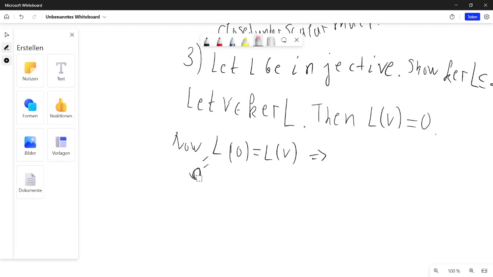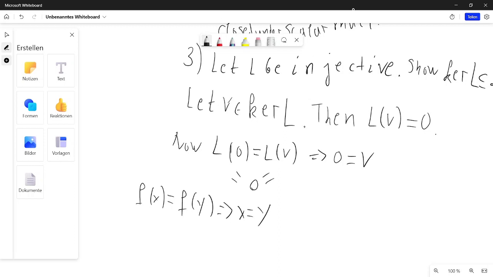I told you that I won't write it like that because it's improper from the causal point of view, right? This implies 0 is equal to v just by injectivity. If you recall, an injective function is a function for which we can't have the same value for different arguments, right? If the values are equal, then the arguments are equal. That is injectivity. Right, we just have that.